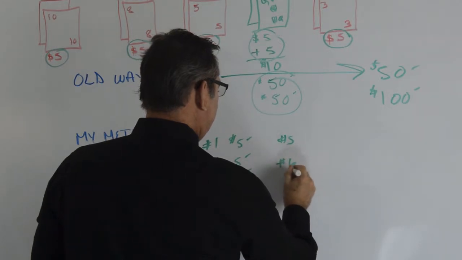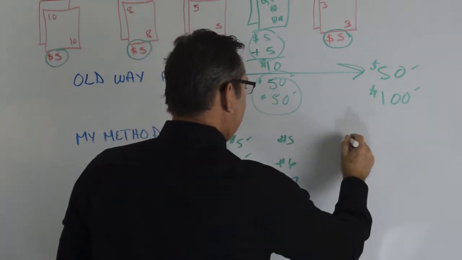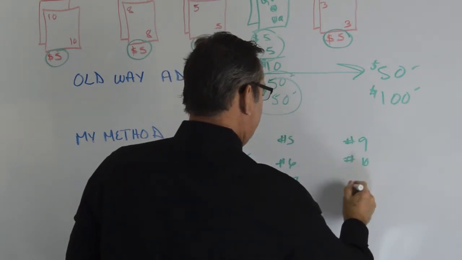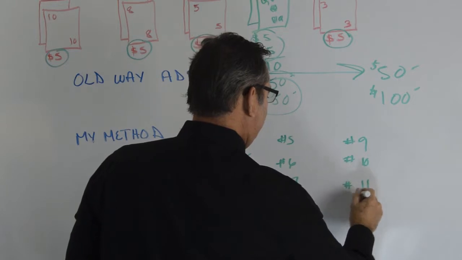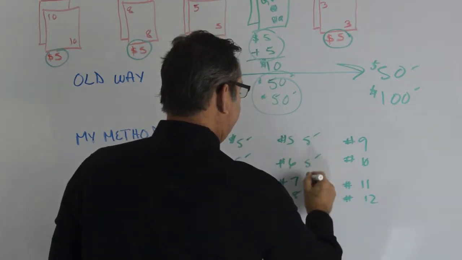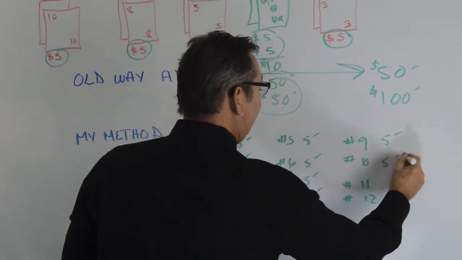5, 6, 7, 8, 9, 10, perfect handwriting, I know, and 12. And each one of these we're going to spend $5. Okay, and we're only going to do this for maybe 2 or 3 days.